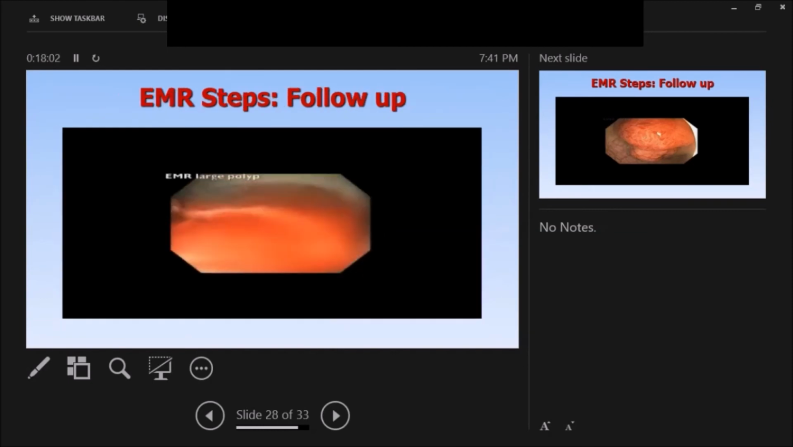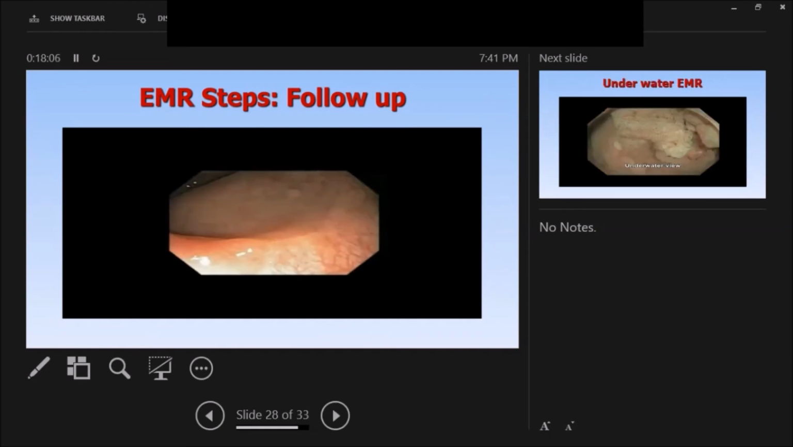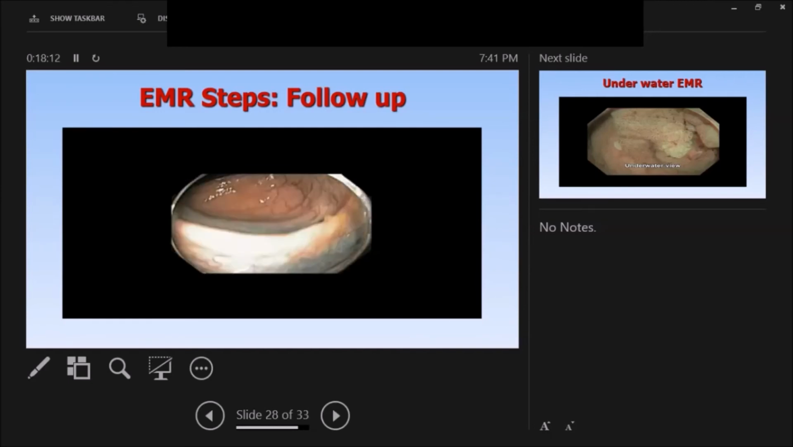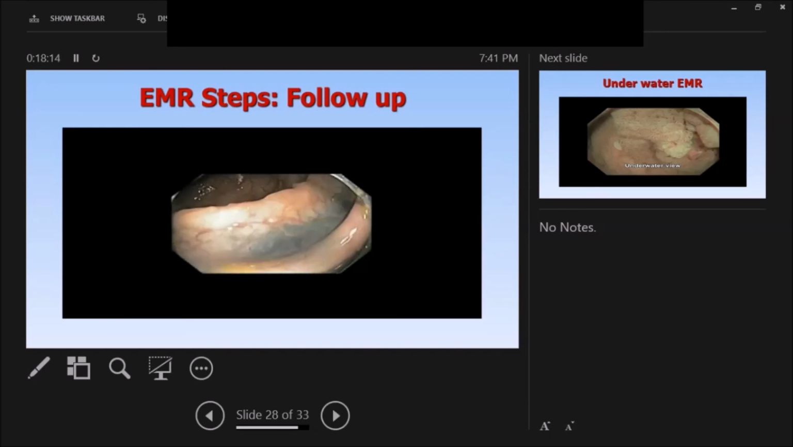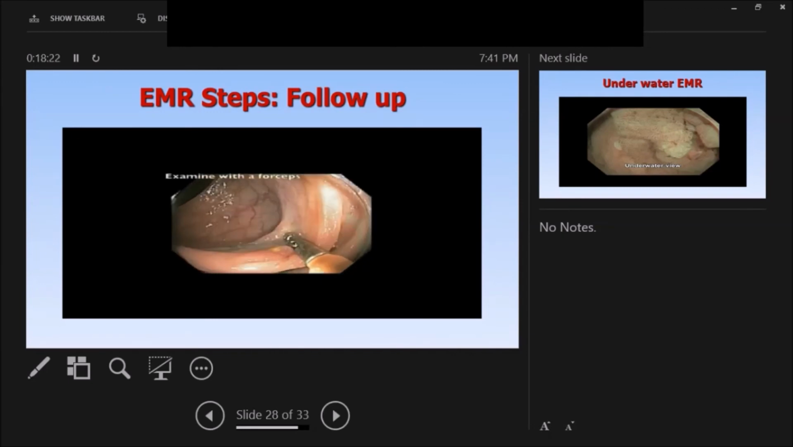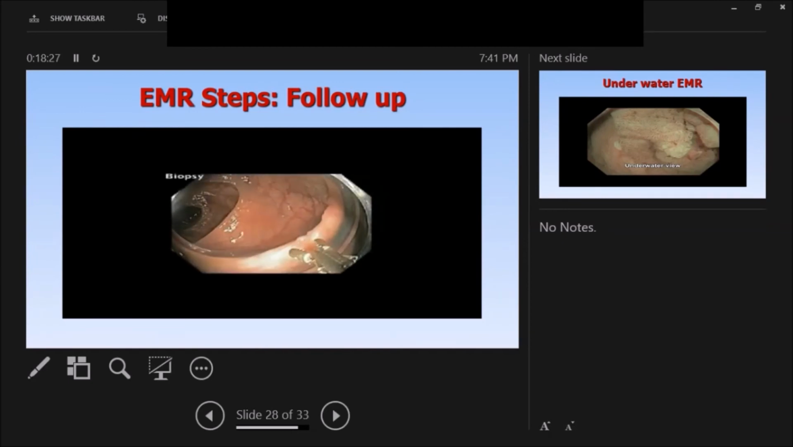Follow-up of EMR. Traditionally, after 6 and 12 months, we have to repeat endoscopy and see the site, and if there are any nodules like in this case, we have to take a biopsy. And if there is any residual lesion or signs of deep invasion, refer the patient to ESD.